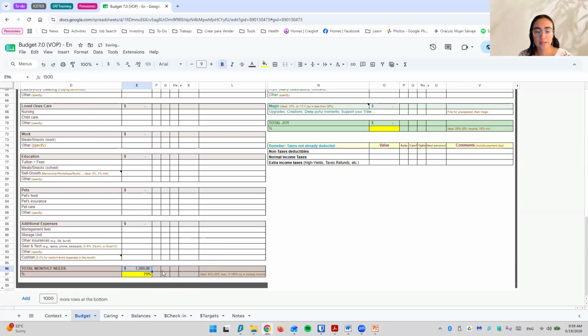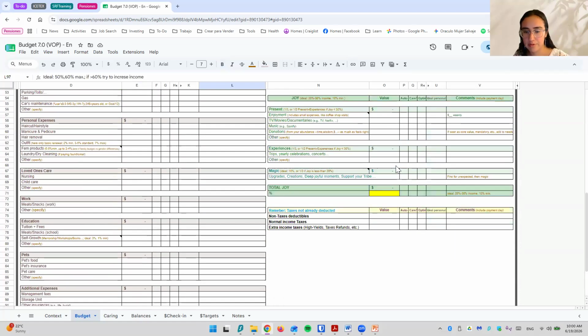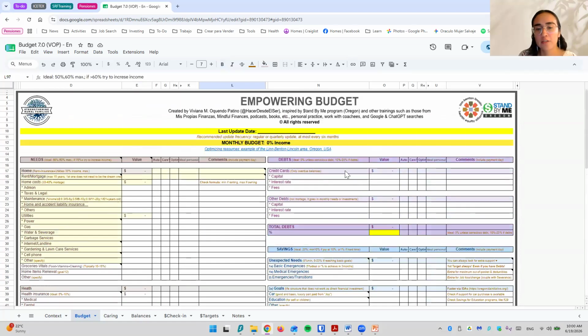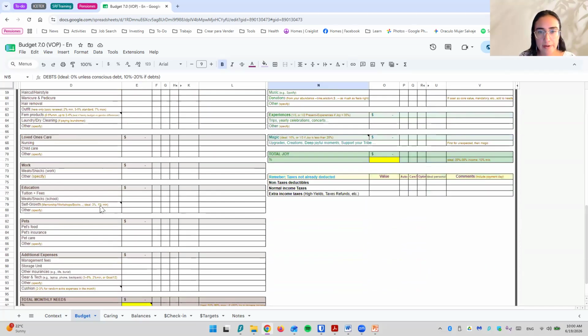So that's why I say it's not about feeling bad about how our percentages are working or anything like that. It's an ideal, like a guidance, because whatever we have left is what we will have for the other categories that we are going to see in the future. So that's the basic budgeting.